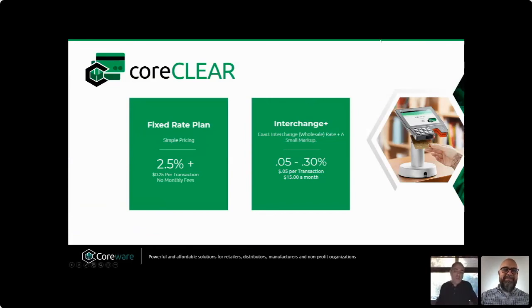So again, with our Interchange Plus, there is a monthly fee, but it's fixed. There's no additional hidden fees, and there's a per transaction fee that's on top of that interchange. Again, we'll be glad to talk to you about all this. The webinar for me was really to try to at least provide a little more clarity on the whole credit card processing world.